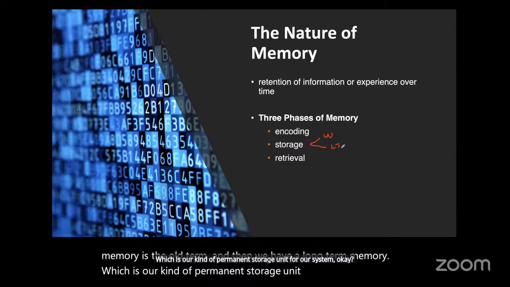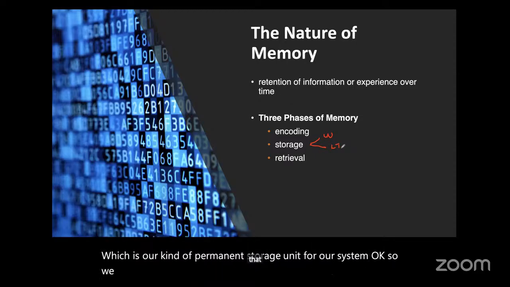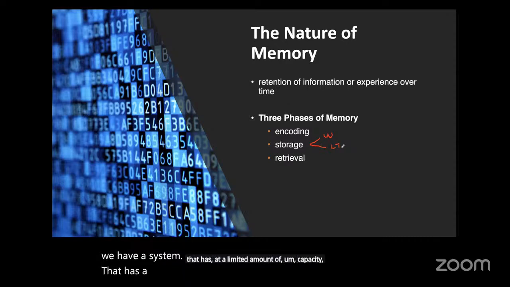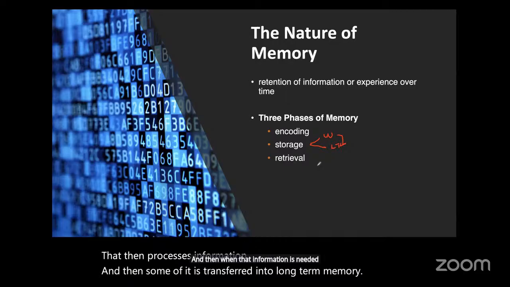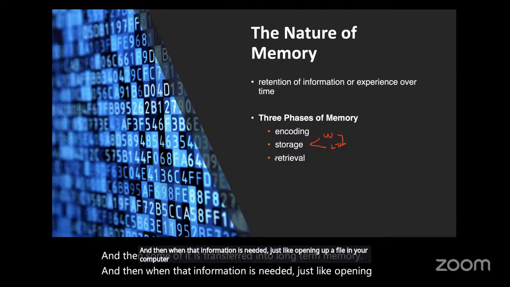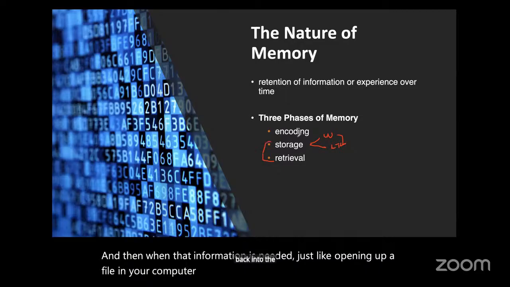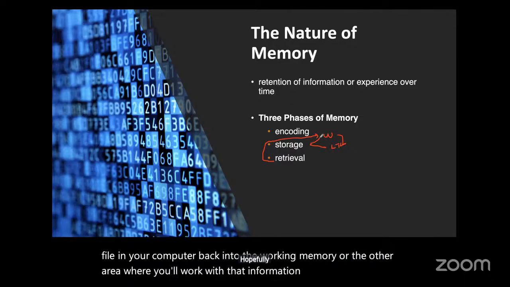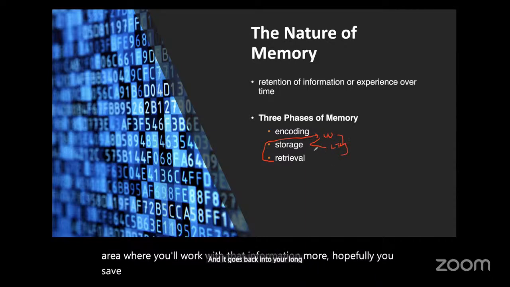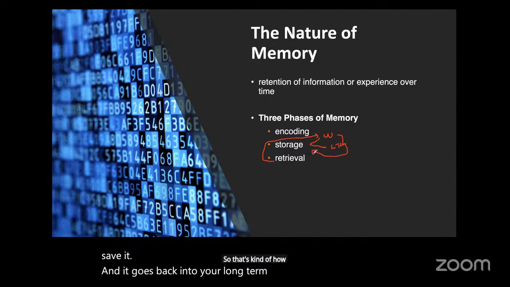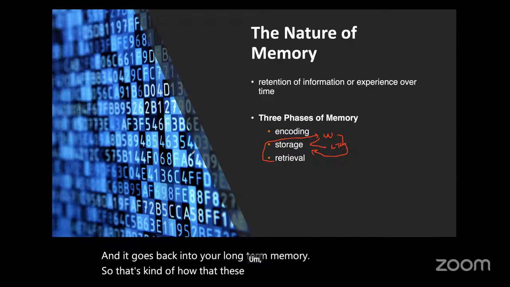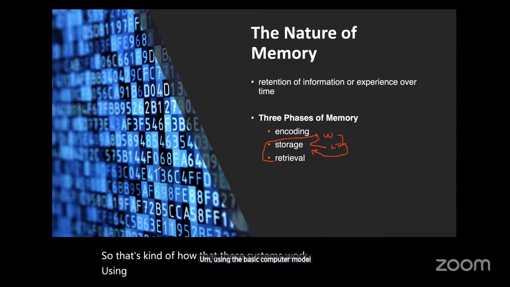So we have a system that has a limited amount of capacity that then processes information, and then some of it is transferred into long-term memory. And then when that information is needed, just like opening up a file in your computer back into the working memory, or the other area where you'll work with that information more, hopefully you save it and it goes back into your long-term memory. So that's kind of how these systems work, using the basic computer model as an example.